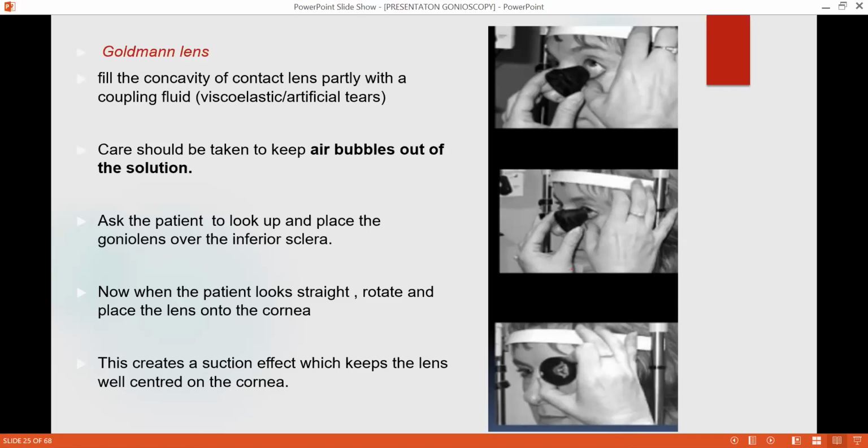Ask the patient to look up, then place the gonio lens over the sclera as shown in this picture. On the inferior sclera, you can put the lens, then retract the upper lid, and you can ask the patient to look straight. Thereby, you can put the lens on the cornea. And by rotating, you can see the angle structures.